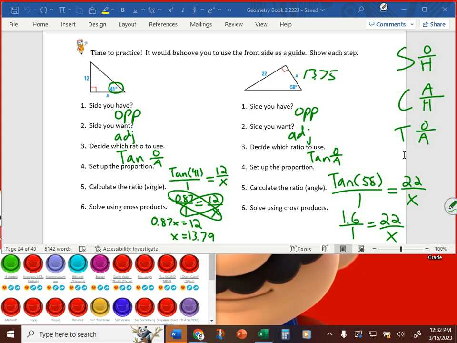Now with this, it is kind of nice. We can kind of check our answer here. Who can give me a reason why it makes sense that x is 13.75? Remember, geometry is like a puzzle. This has to fit together. What evidence in the triangle tells you that 13.75 is a reasonable answer here?